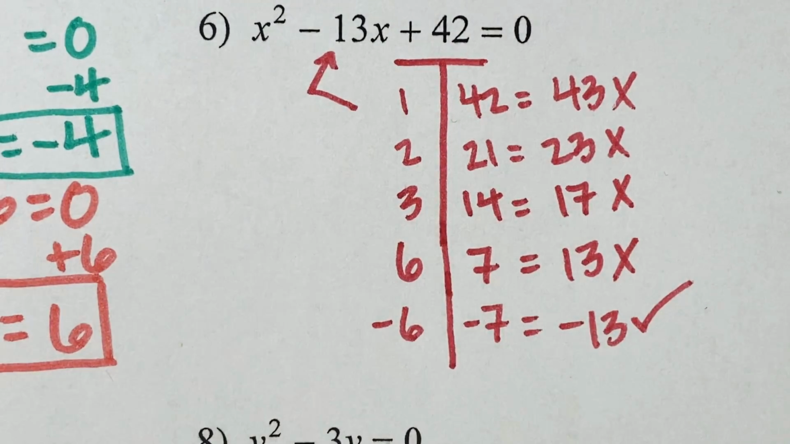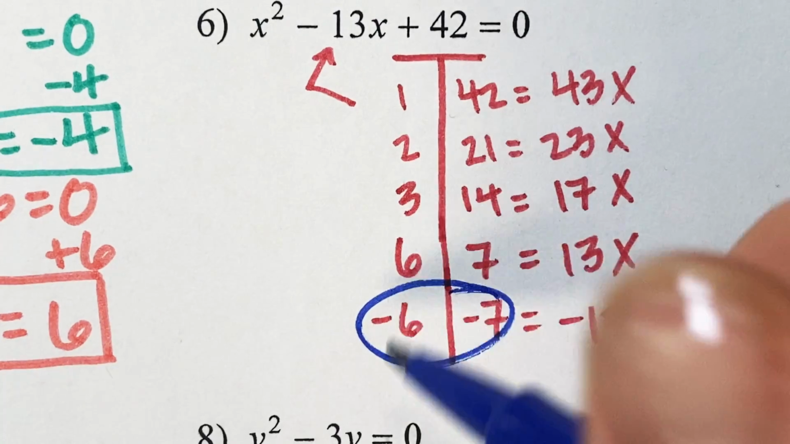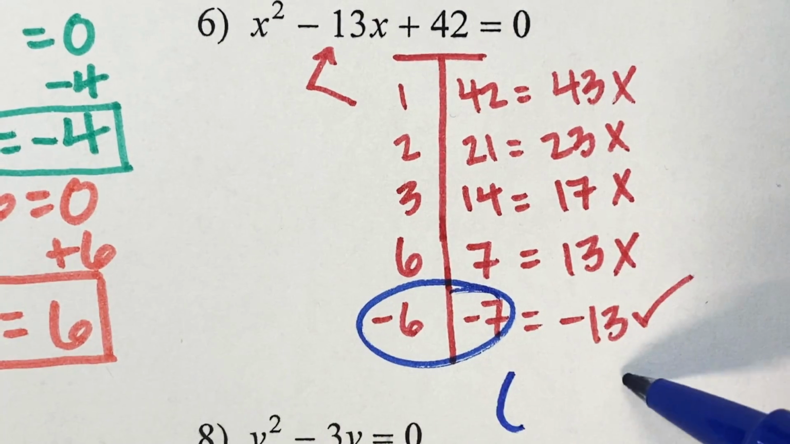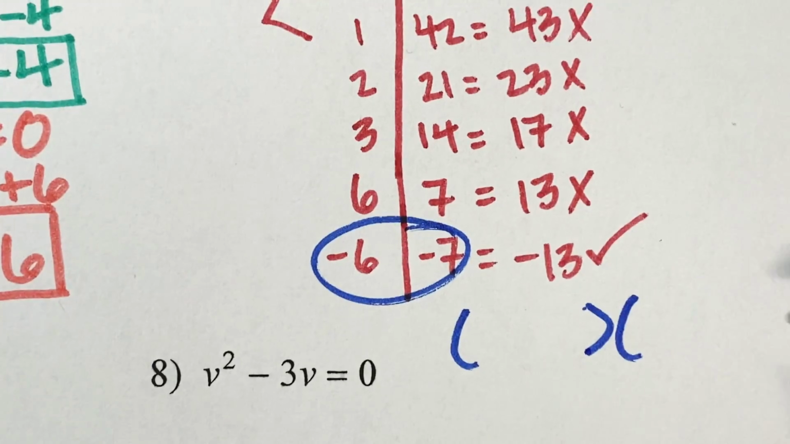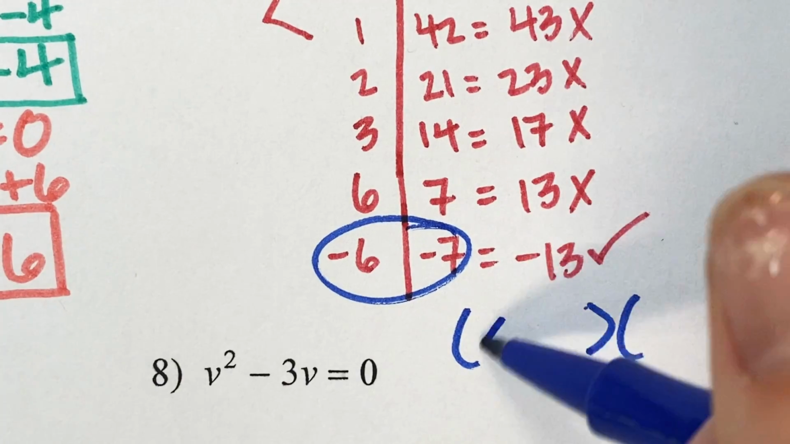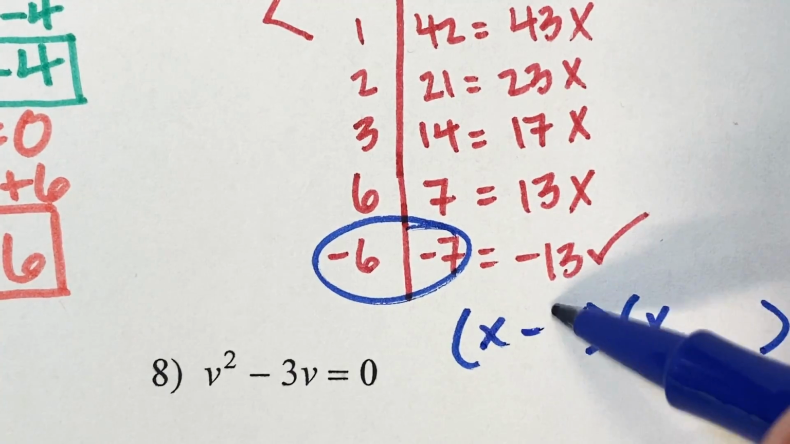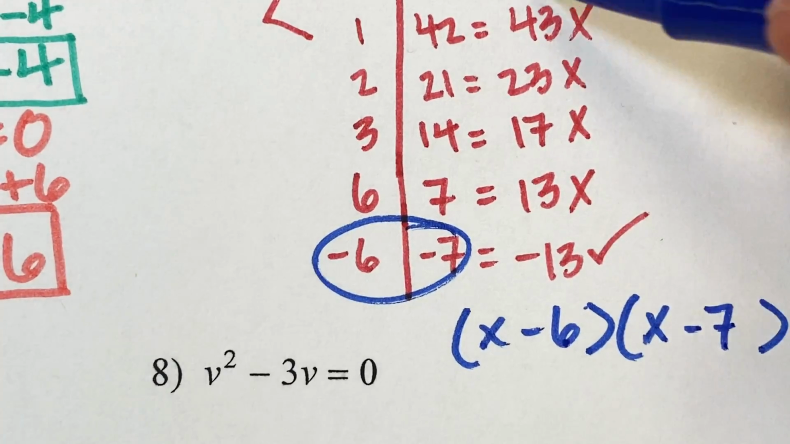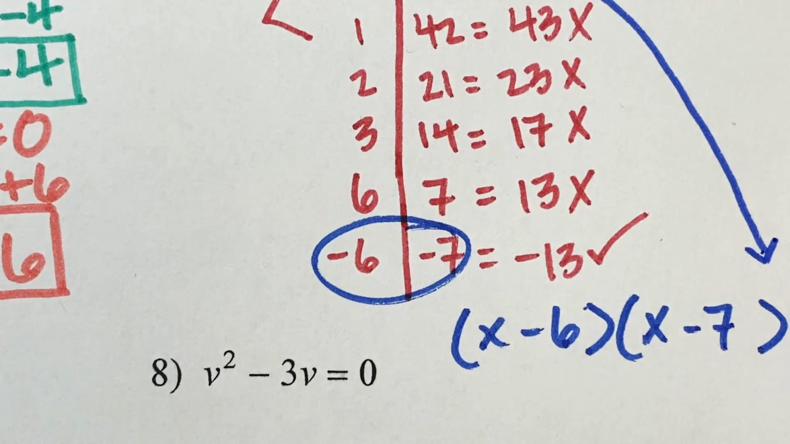Okay, so we have our two numbers. So I'm going to go ahead and write them in my parentheses. Okay, our variable is x, minus 6, minus 7. Okay, bring down your equals 0.